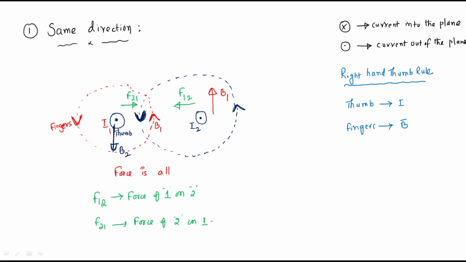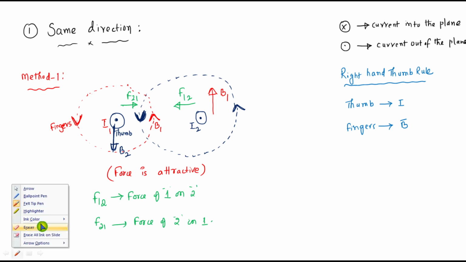Force is attractive. So this is one of the methods to get the direction of force. Let us say this is method 1. Now I would like to explain method 2. Okay, so like this we will get the direction of force.